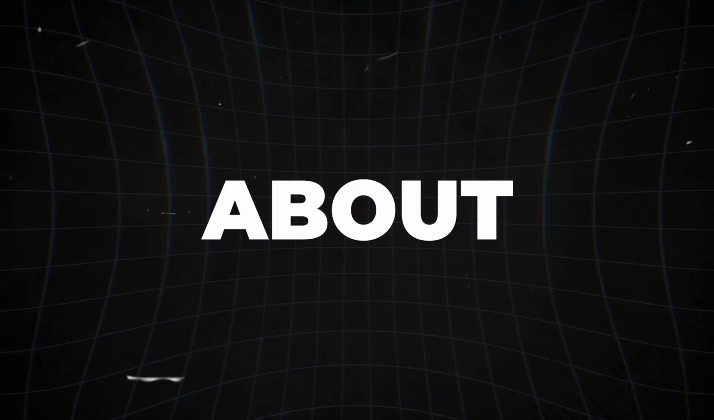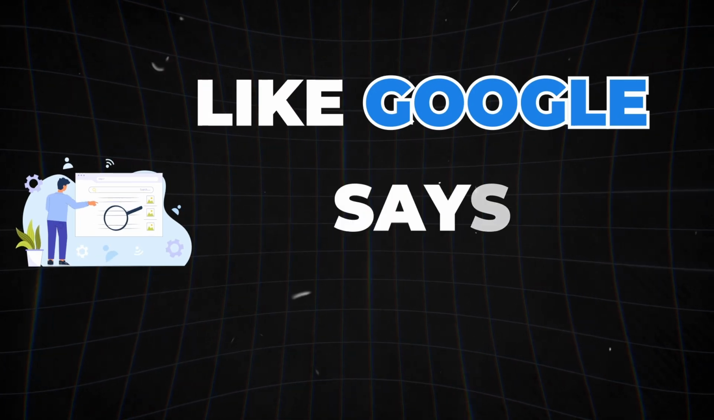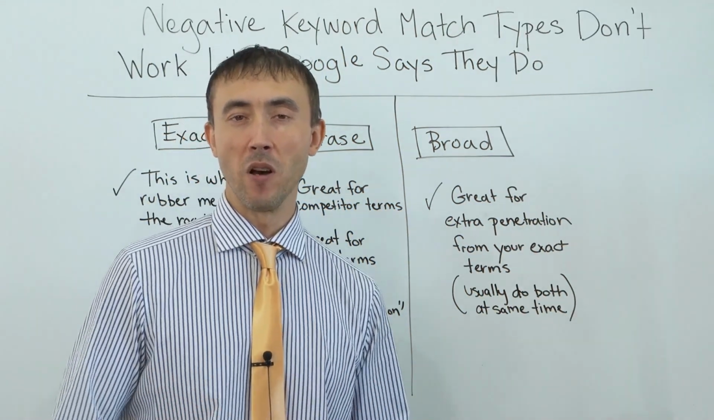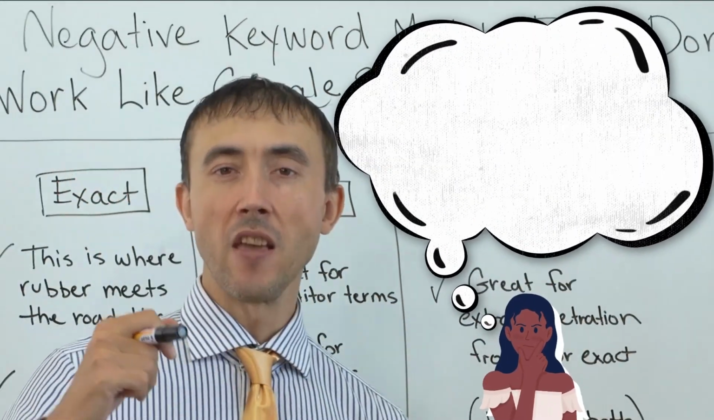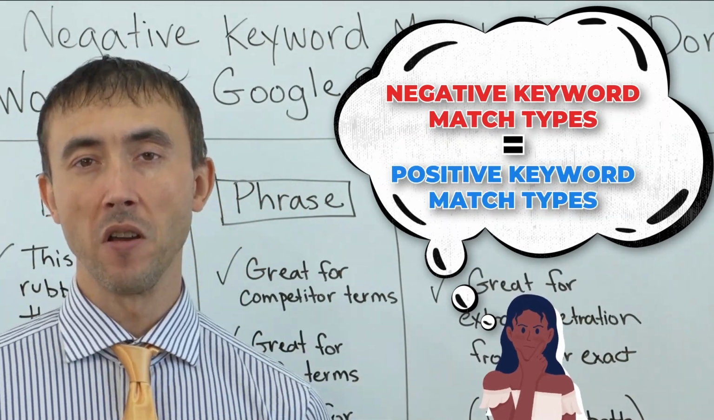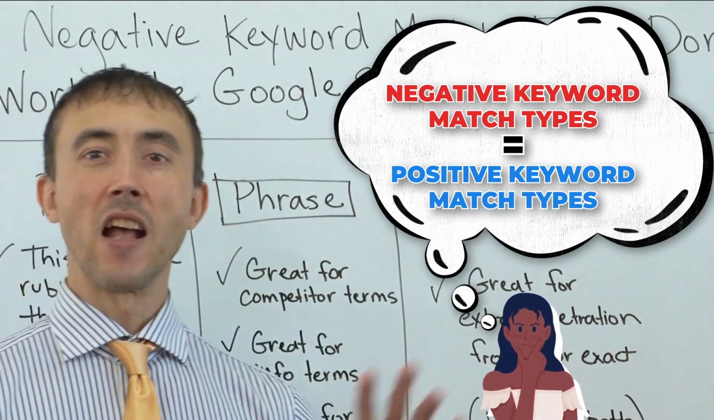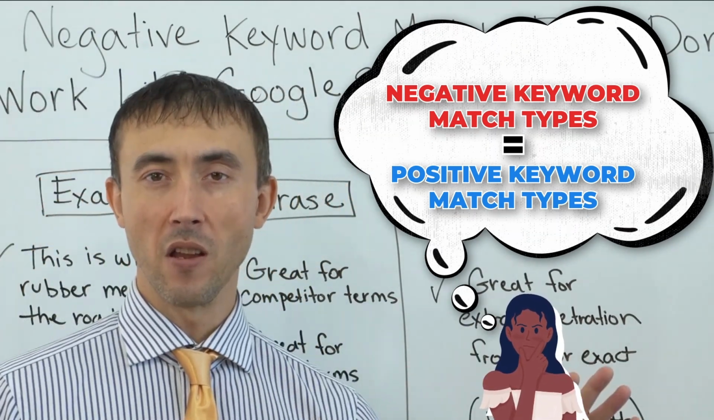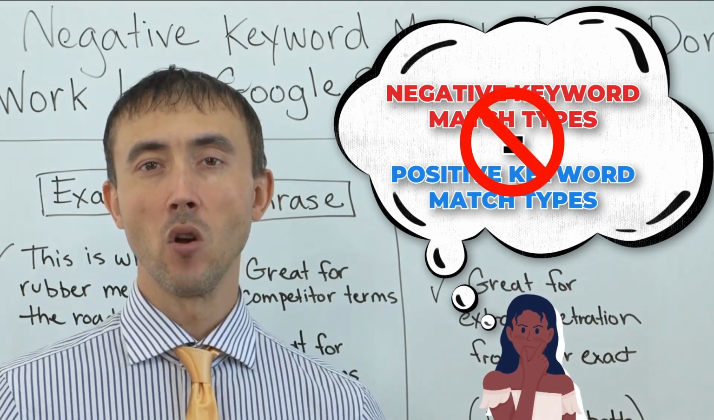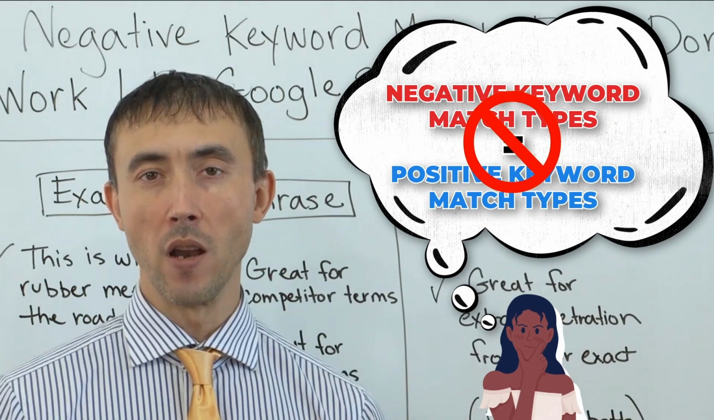Today's video, we're gonna talk about negative keyword match types and how they don't work like Google says they work, or what most people think they work like, because people think negative keyword match types work like the positive keyword match types. That is, if you add a keyword in broad match, that's basically how it works when adding a negative keyword with broad match, and that's absolutely not the case, at least on a one-to-one basis.